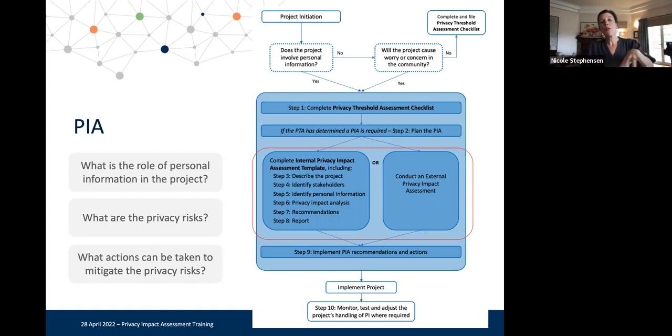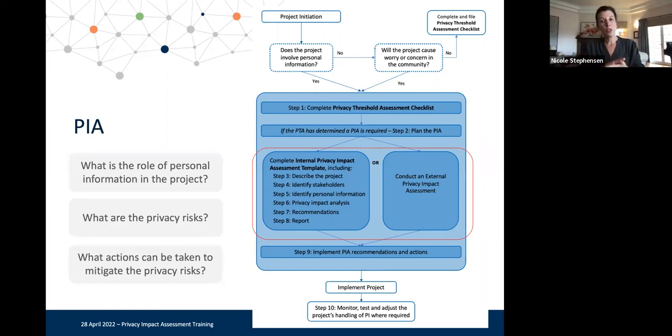So in the privacy impact assessment process, which is more formal than the privacy threshold assessment, we're going to look at what the role of personal information will be in the life cycle of the project, what privacy risks arise from that, and what actions can be taken to mitigate those risks or potentially even eliminate those risks. Now, it's important to understand that I know it probably sounds like a lot, right? Everyone's probably going, oh my gosh, I'm going to need a privacy person full-time in each and every one of my project teams. No, that's not the case.